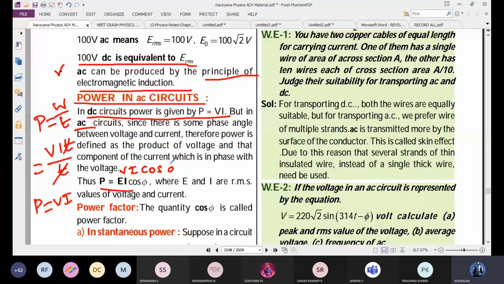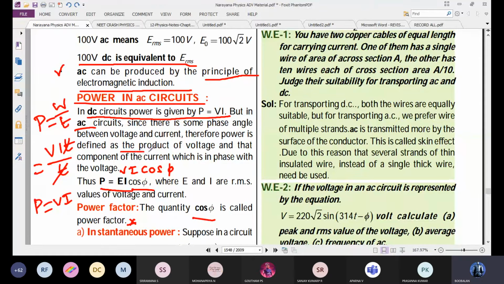Here V is considered to be the EMF. Okay, with the phase value, the cos phi value also will come. This phi value, cos phi, is called the power factor. So what is cos phi? It is the power factor. The product of voltage and the component of current which is in phase is called power. Power in AC circuit, please note down.